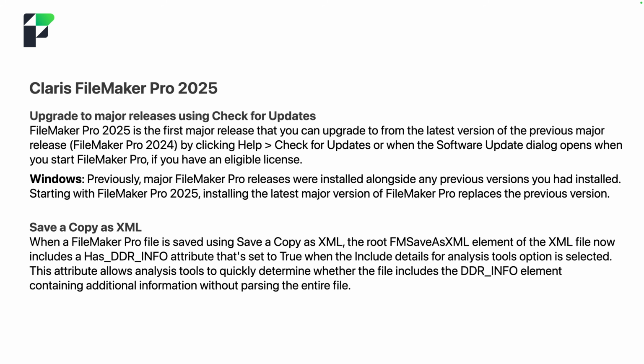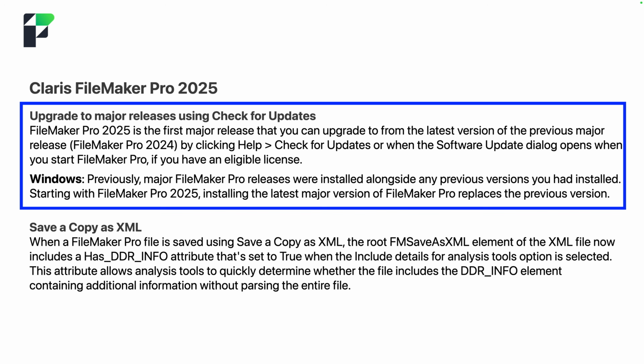Another interesting feature here, which will undoubtedly make the user experience better, is the fact that we can now automatically update major versions. For example, users that have FileMaker 2024 installed today can check for updates, and so long as there's an eligible license, they'll be able to upgrade immediately to 2025 without having to download a separate installer. On Windows, previously, major FileMaker releases were installed alongside any previous versions you had installed. But starting with FileMaker Pro 2025, installing the latest major version of FileMaker Pro replaces the previous version.